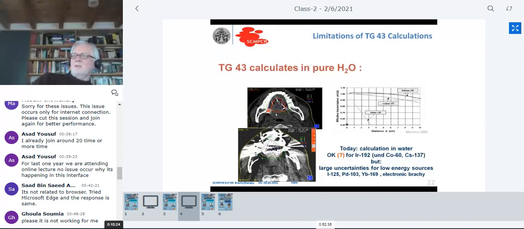TG43 calculates in an infinite water phantom. So what you see is the overlay of a calculation in an infinite water phantom onto the CT image, and it doesn't take into account any of the heterogeneities, which also means that on a slide down here with a lot of artifacts, it also does the same calculation. So that's maybe one little advantage.